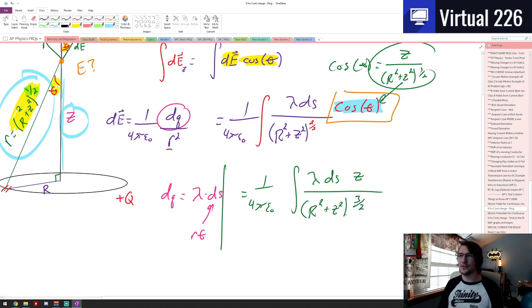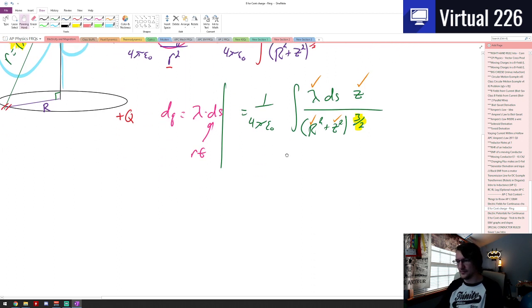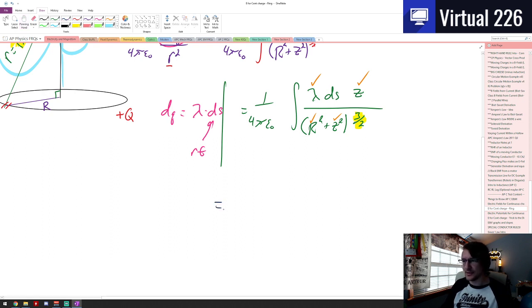And that's why, especially in your math classes, writing things with a fractional exponent is very helpful, because now we can start doing weird things like this. If we take a look at this here, lambda is a constant, z is a constant, r is a constant, z once again is a constant. I can pull them all outside of this integral. So let's do that. I'm going to get lambda z over 4 pi epsilon naught times this giant quantity here, r squared plus z squared to the 3/2 power, and then I'm just integrating ds.